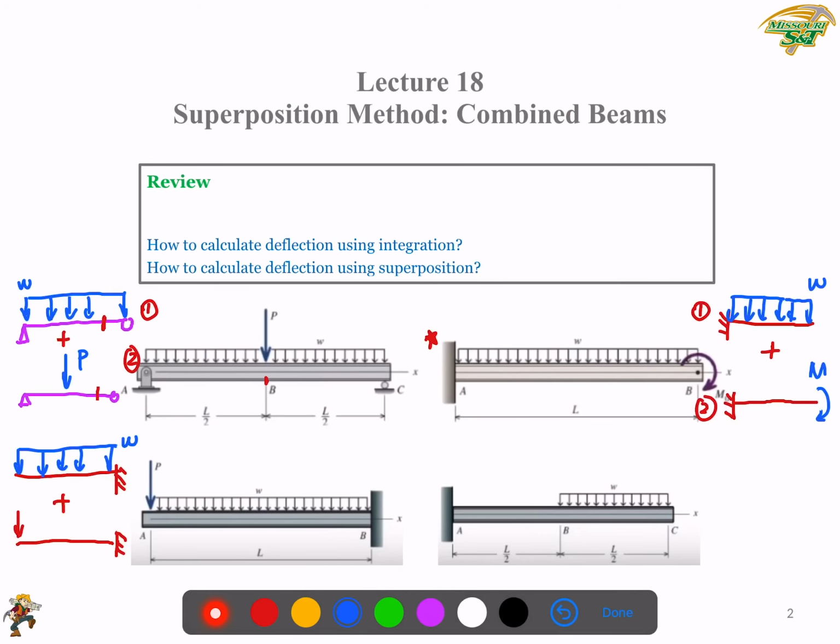And the fourth example is our last example from two days ago. For this one, you cannot simply split it into two cases, since it's just a distributed load. So here you just need to use your imagination. Imagine that at the beginning, you have a fully distributed load.